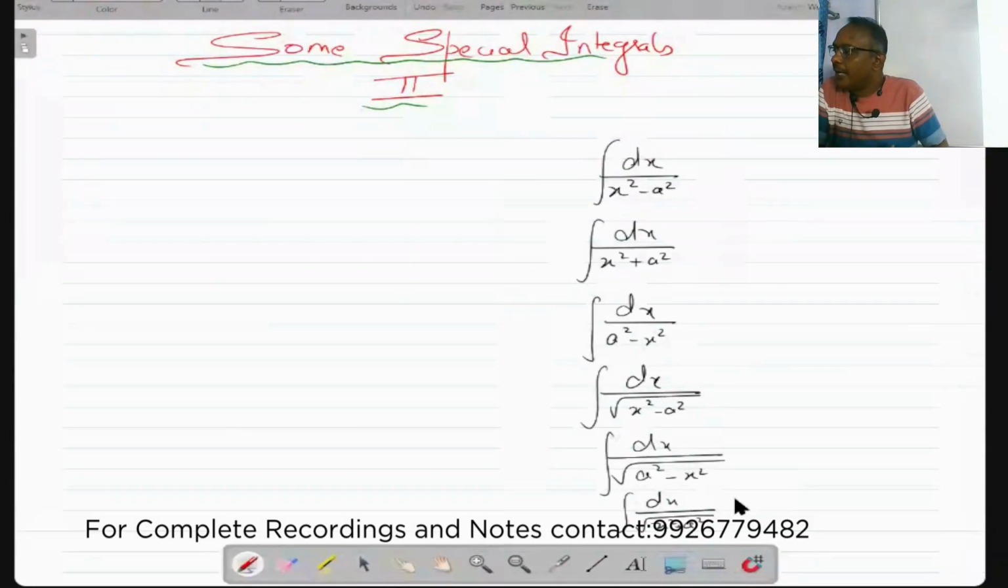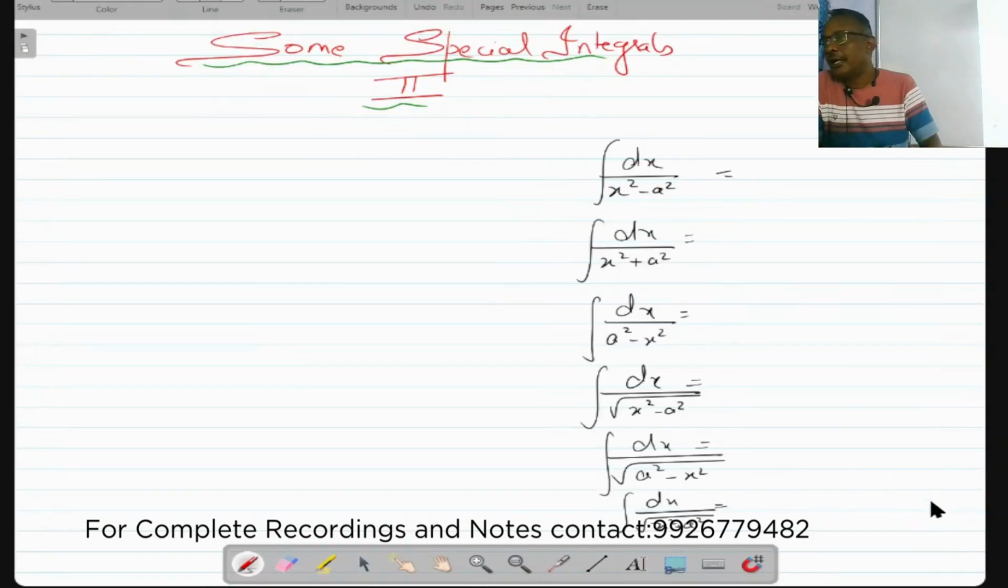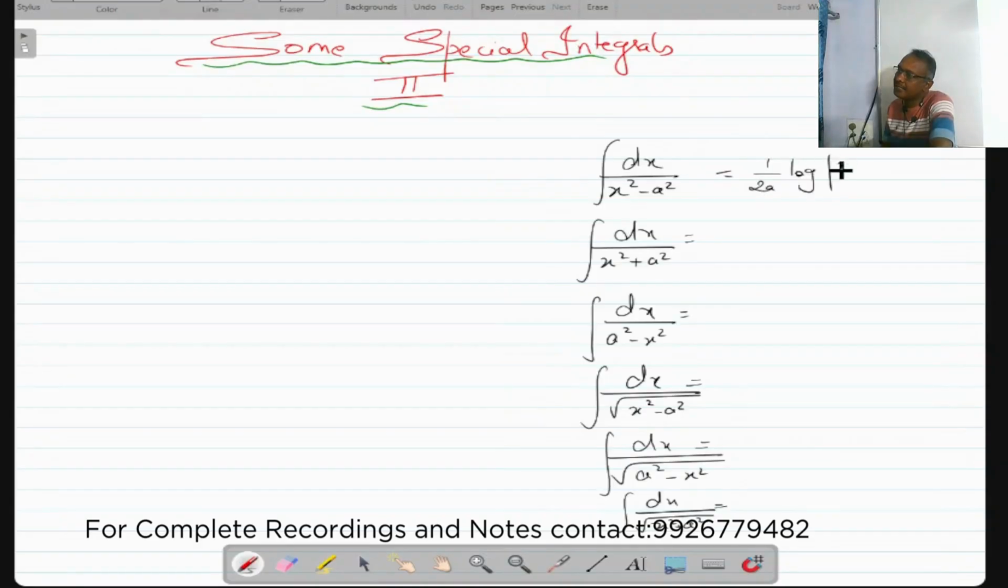Chalo, 1 minute time for everyone. Write down the formula of all these 1, 2, 3, 4, 5, 6 formulas. लिख के बताओ. This is 1 by 2a log of x minus a upon x plus a. This is 1 by a tan inverse x by a. This is 1 by 2a log of a plus x upon a minus x.